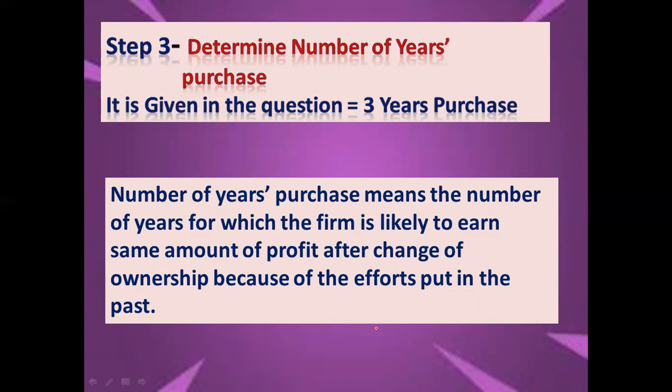If we have sold our business to someone else, then the next owner will also get this minimum profit because the reputation has been created up to that level. The number of years' purchase: in this question, it is given as 3-year purchase. It means if the partnership business is sold and goodwill is transferred, the new owner will still enjoy the same higher profit for the coming 3 years. Right? So it is given in the question.